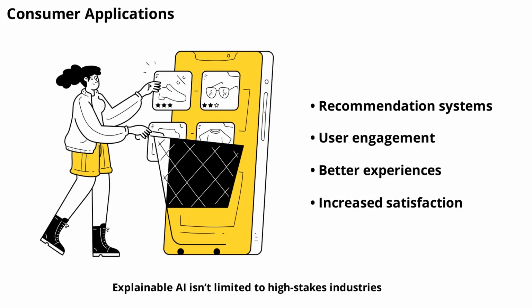Explainable AI isn't limited to high-stakes industries. Everyday consumer applications, like recommendation systems for shopping or streaming, also benefit from explainability. When users understand why a product or movie was recommended, they're more likely to engage with the platform. This transparency can lead to better user experiences and increased satisfaction.